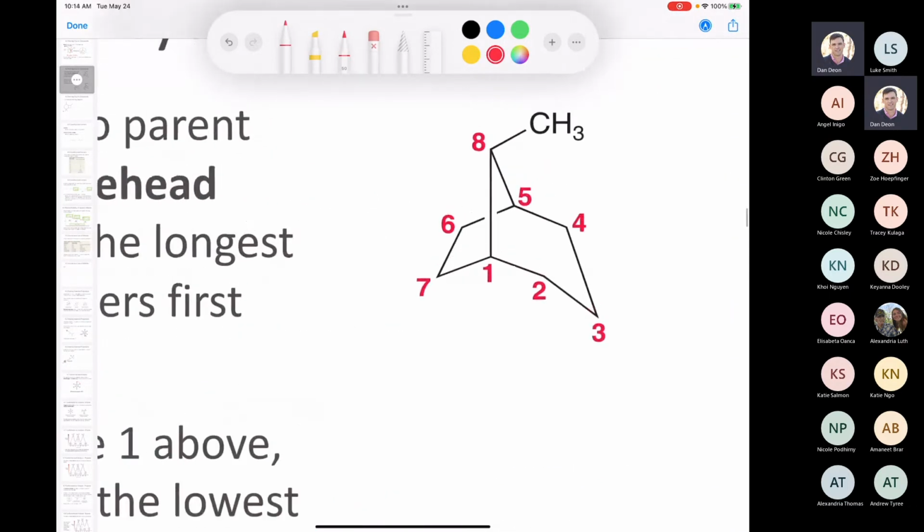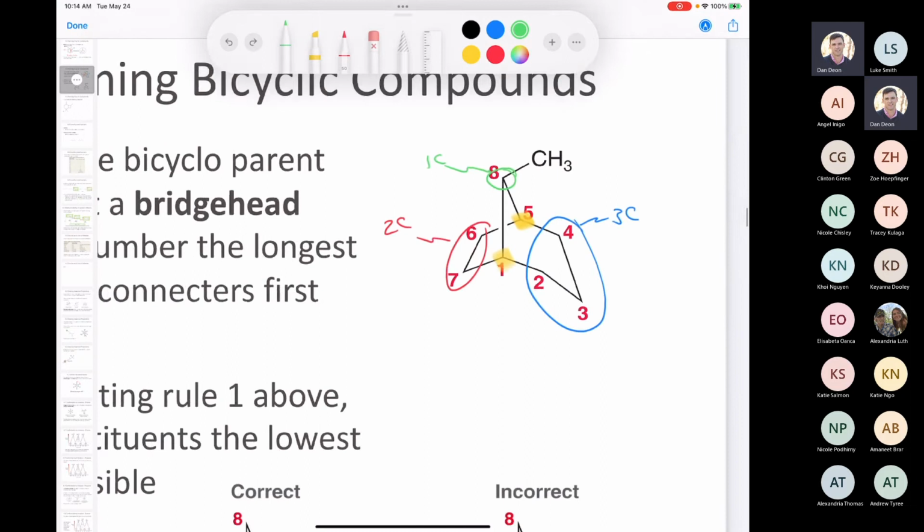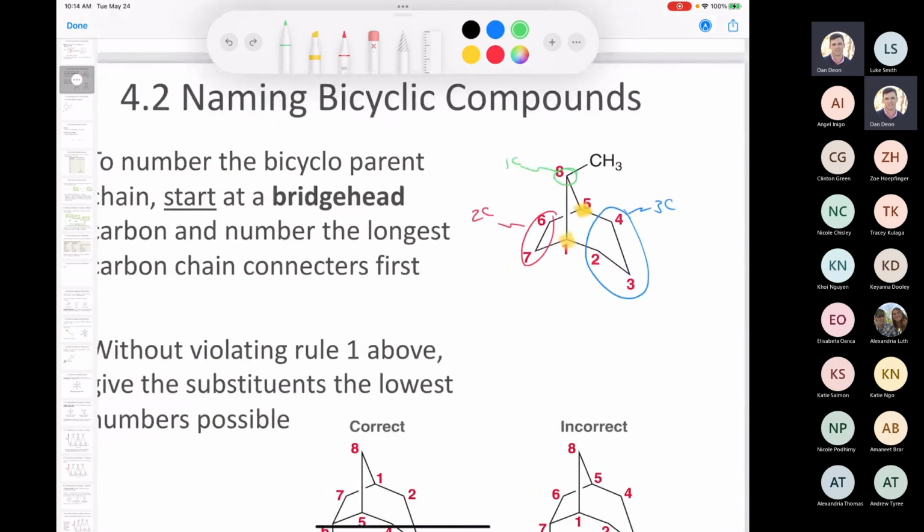So let's take a look at this compound. You see that this is a bridgehead carbon and this is a bridgehead carbon. We look at the size of the bridges. This bridge has 1, 2, 3 carbons in it. So there's 3 carbons in this bridge. If we look at this bridge, it's got 2 carbons in it. And then this bridge here has only 1 carbon in it. Don't worry about the methyl group yet. We'll get there in a second. Now the total number of carbons in here is 8.